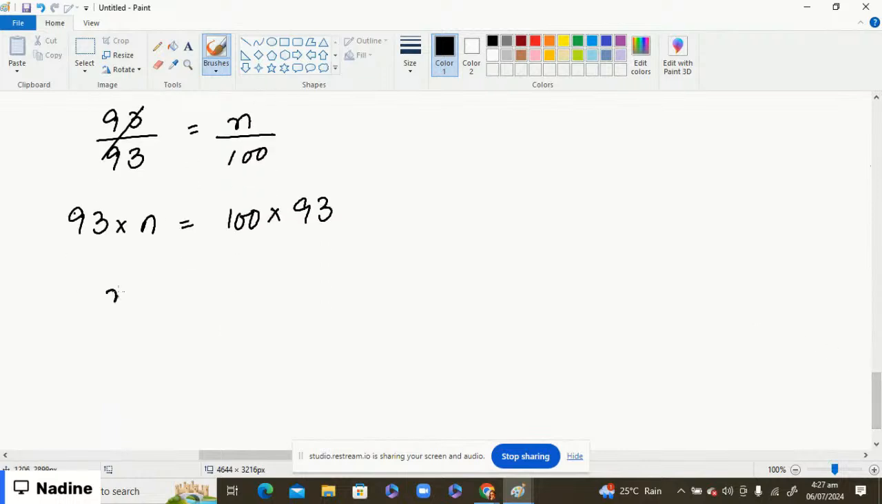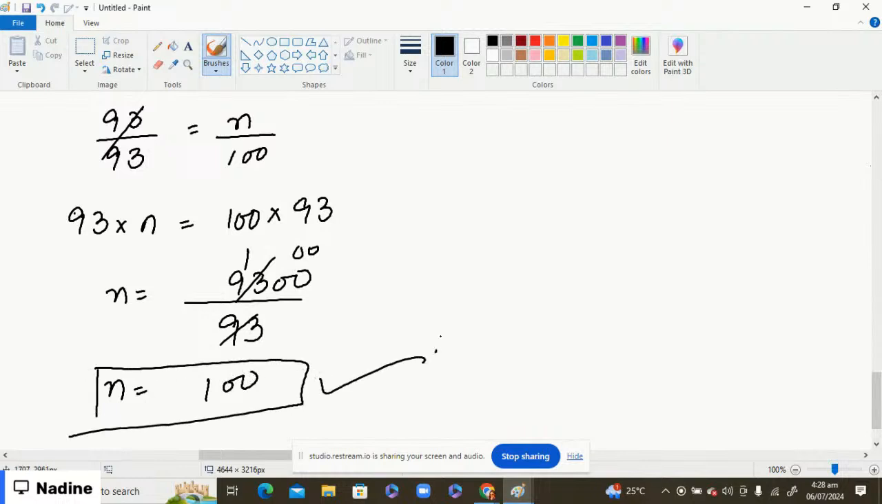So n equals 9300 over 93. The 93 cancels out, and the zeros are still there, so this is 100. So your value of n is 100. This is the thing that we have done.